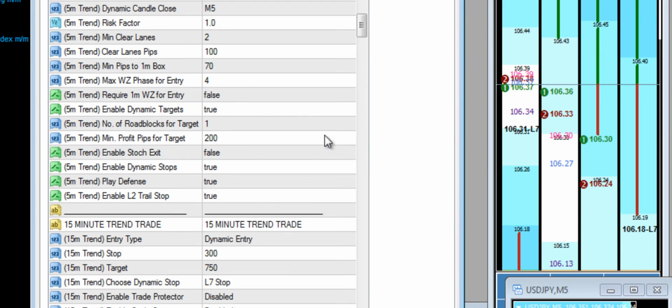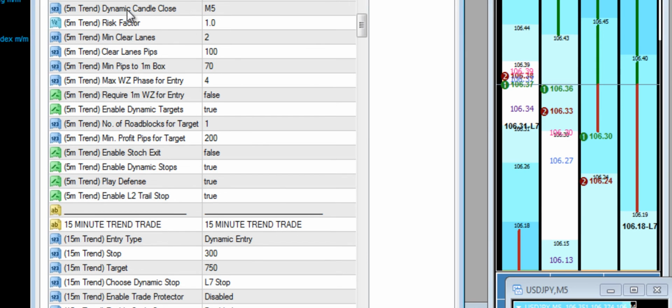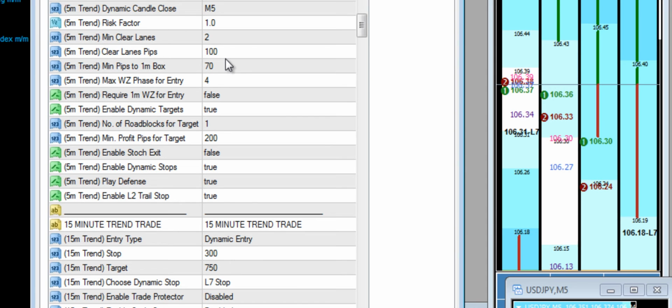All right, so we'll return to the trends. We've done everything, it's pretty much the same. I think I left off with the trend bot, the candle close, the risk factor, the clear lanes. You can only really do 1 or 2 clear lanes on a 5-minute trend. Clear lane pips: how many pips of clear road do you need on those 2 lanes that you've chosen? This is the minimum number of pips back up to the 1-minute box. So you don't want them too close because you don't want it to be a range. If you're entering a 5-minute box, you'd like there to be some space back up to the 1-minute box.